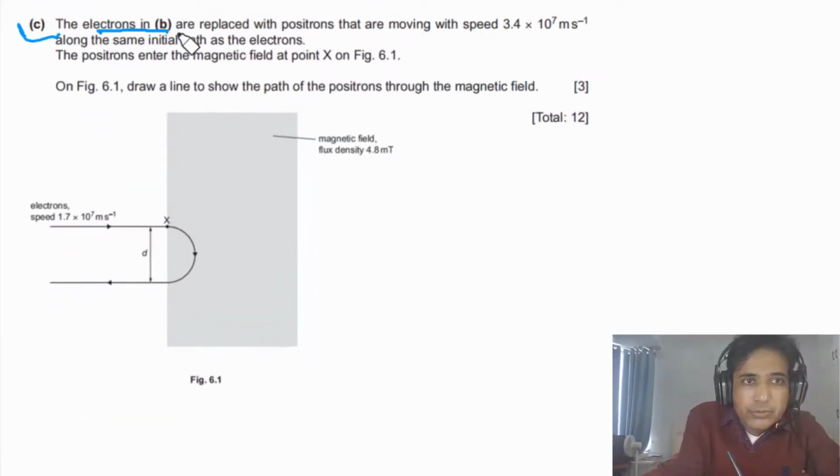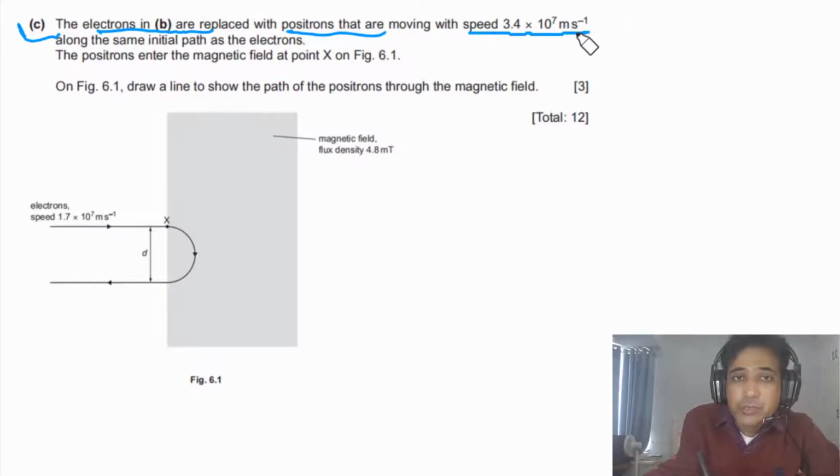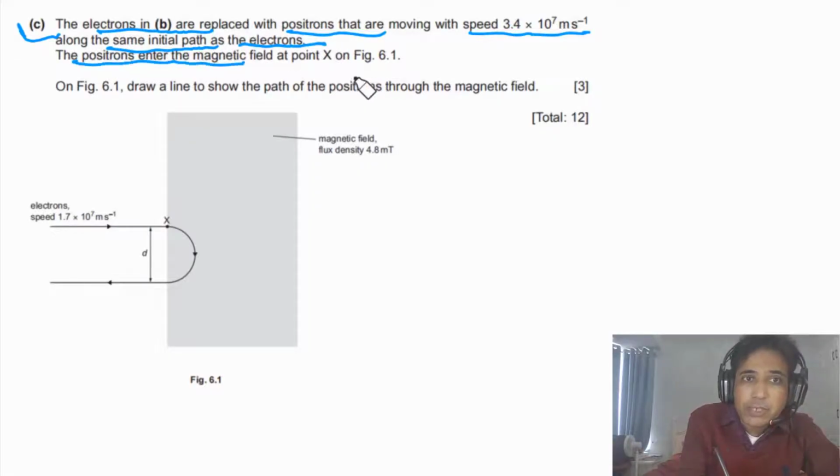Part C says the electrons in B are replaced with positrons that are moving with speed 3.4 times 10 to the 7 meters per second along the same initial path as the electrons. The positrons enter the magnetic field at point X on figure 6.1.